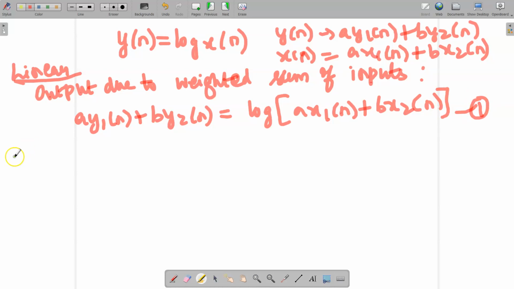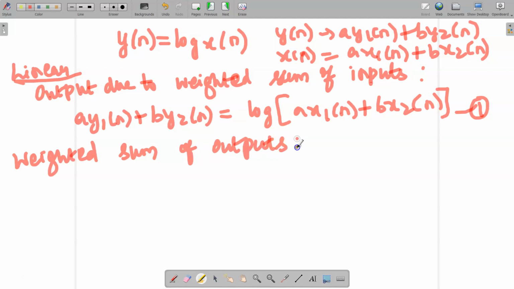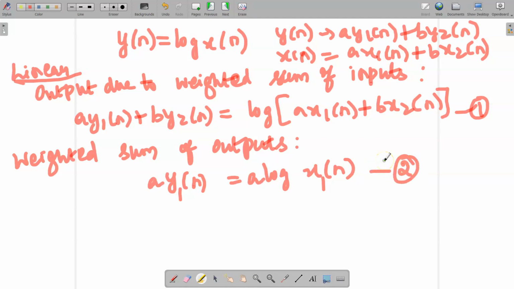Second step, I need to find out the weighted sum of output. For that, write your equation as it is, y of n is equal to log x of n, and replace y by y1, x by x1. That is, with the suffix 1, write the equation and multiply the whole equation by the constant a. So left hand side multiply by a, right hand side multiply by a. This is the second equation.